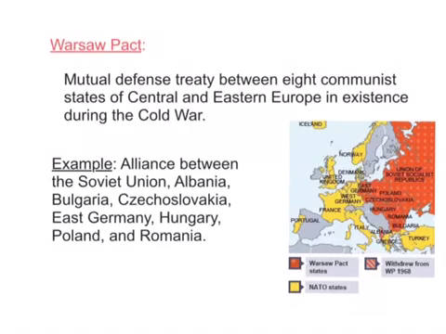Our next key term is the Warsaw Pact. This was a mutual defense treaty between 8 communist states of Central and Eastern Europe in existence during the Cold War. An example is that this alliance was between the Soviet Union, Albania, Bulgaria, Czechoslovakia, East Germany, Hungary, Poland, and Romania. Make sure you're using this example, using key terms, or drawing a picture in the far right-hand side of your vocabulary chart.